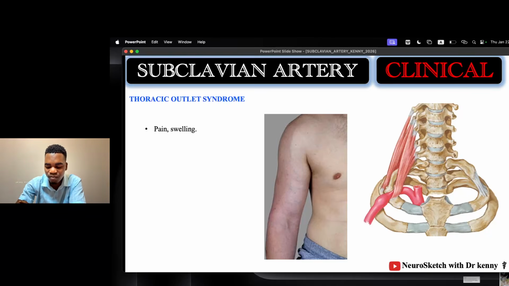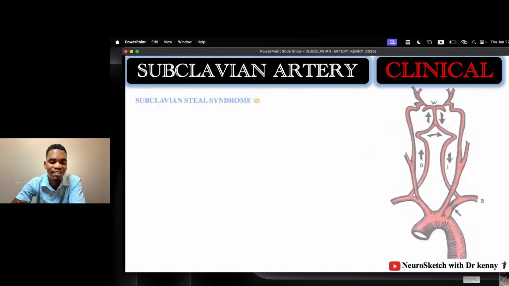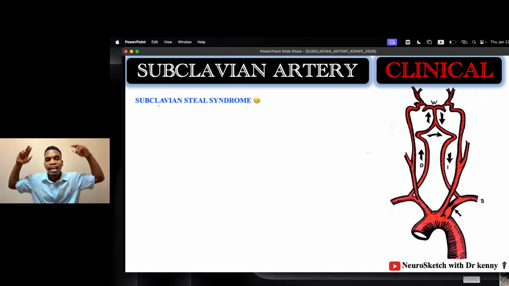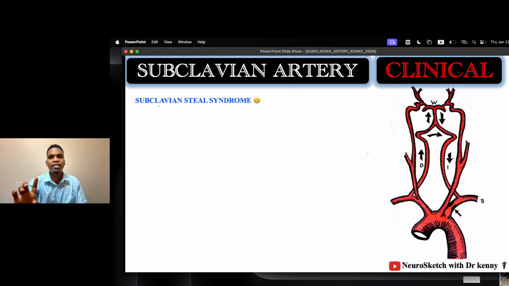Well, we have something very strange that is called subclavian steal syndrome. Remember, we have said that the subclavian artery gives rise to vertebral arteries on either side, the right vertebral artery and the left vertebral artery, and the left and right vertebral arteries are going to join to form the basilar artery. The basilar artery is going to supply the brain through the circle of Willis. Don't worry about the circle of Willis at this point.